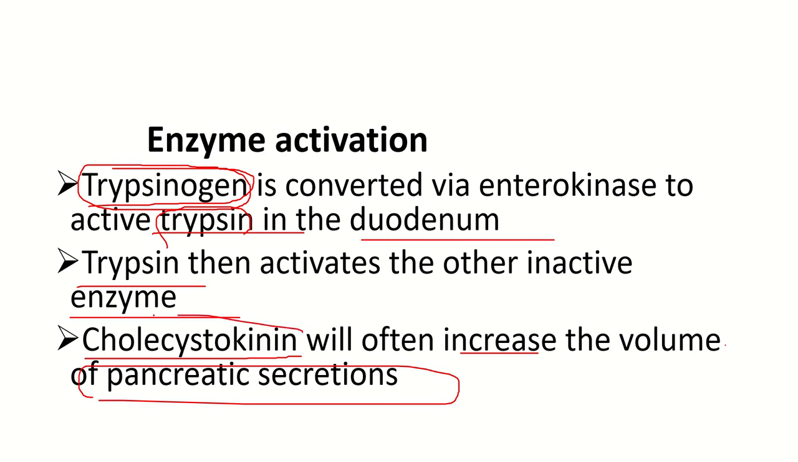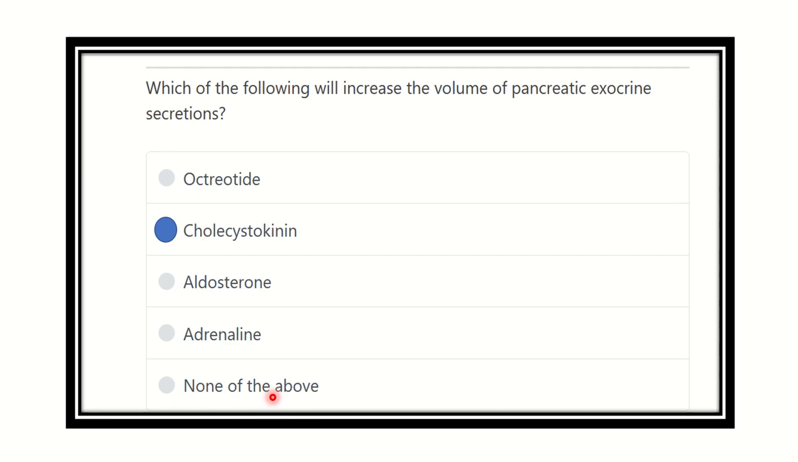So cholecystokinin has different functions. It has a function on the gallbladder. It also has a function on the stomach and also in the pancreas, where it increases the pancreatic secretion. So here our answer is ready. This is cholecystokinin. Cholecystokinin causes an increase in the volume of the pancreatic exocrine secretion.